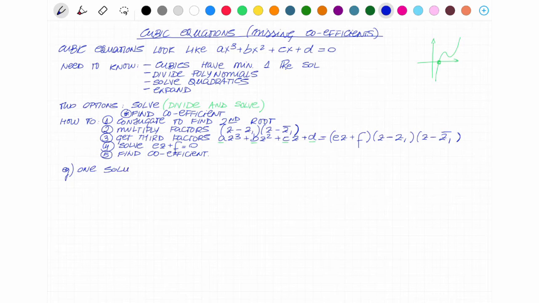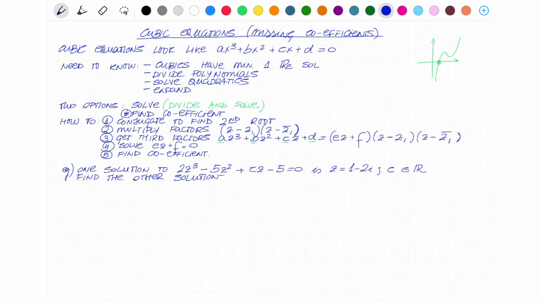Now let's see that in an example. In this exercise, they give me one solution to a cubic equation for which they took a coefficient out. They want me to find the rest of the solutions and the C coefficient. This is from a past exam, by the way. Now first, they actually giving me two solutions, because if I know that if this is a solution, automatically the conjugate is a solution too.